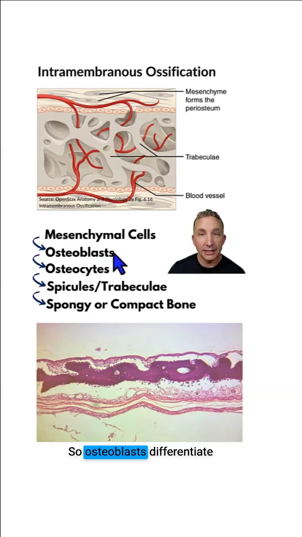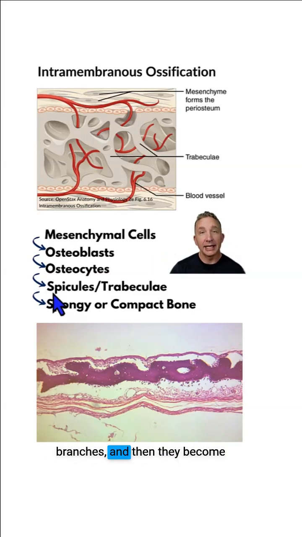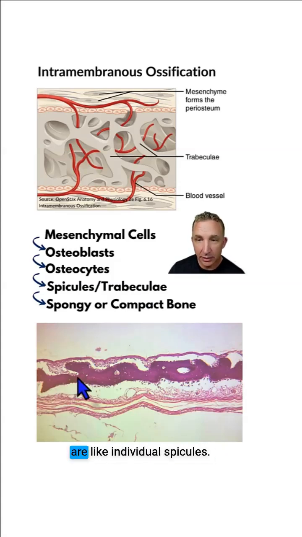So osteoblasts differentiate and turn into osteocytes. Now we have the specialized cells that help create the actual matrix to give me the functional pieces of spongy bone. In this case, it's spicules, just the little struts, almost like individual branches, and then they become the tree, which is trabeculae. So as I look at these, they are like individual spicules.